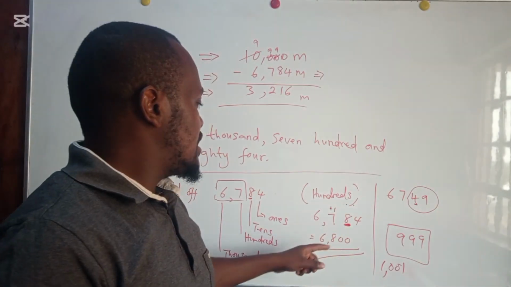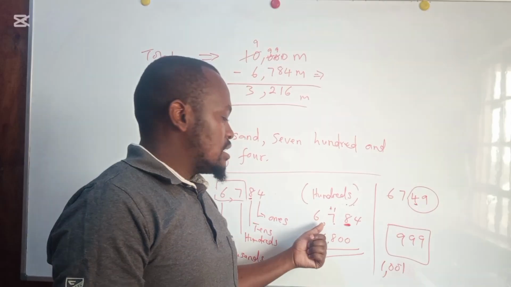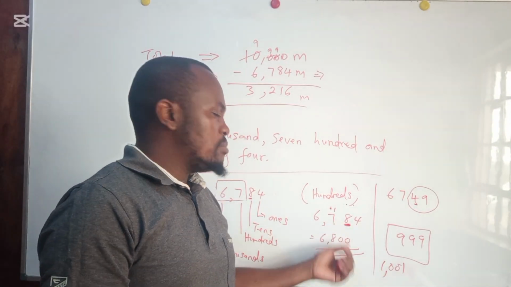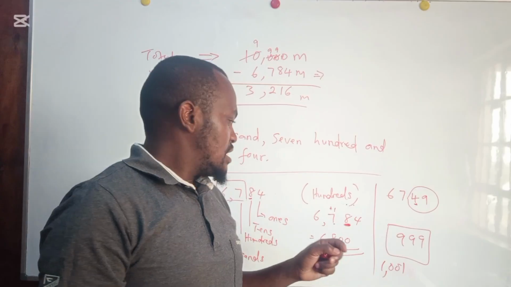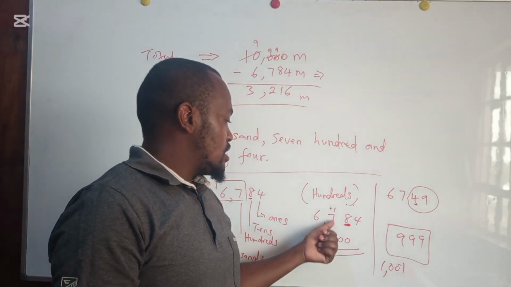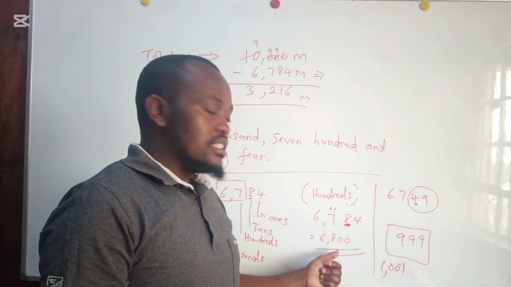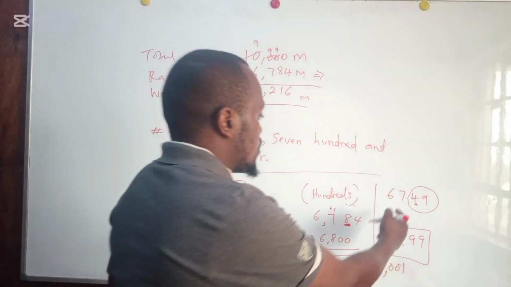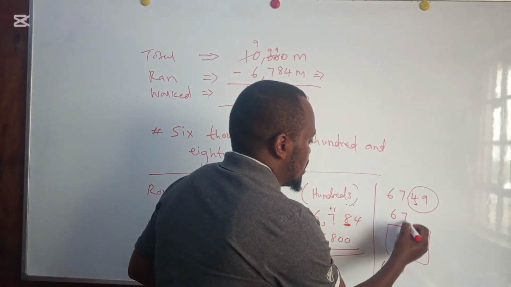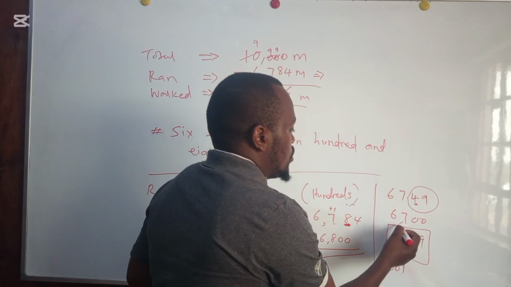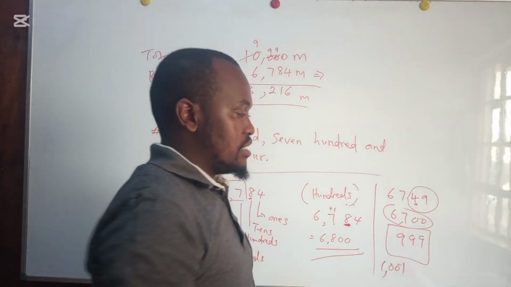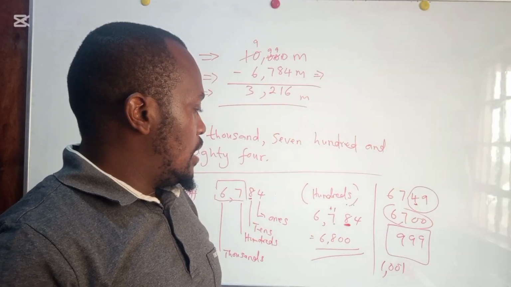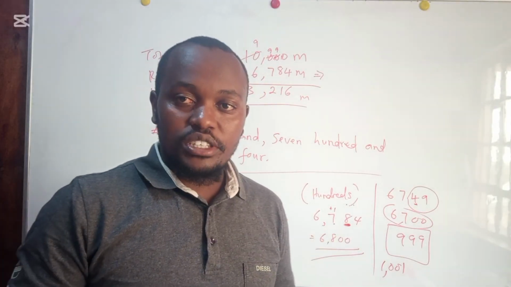This one, someone can just say, I bought this at 6,700 instead of burdening people with 84 shillings. So you can say 68, not 67. Say 6,800. For this one, you would just say 6,700, even though you know you added 49 shillings more. And this is the purpose of rounding off.